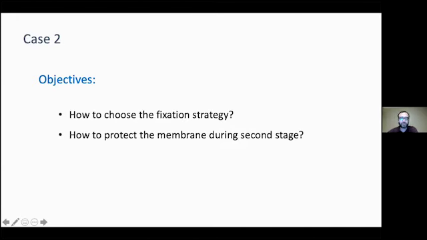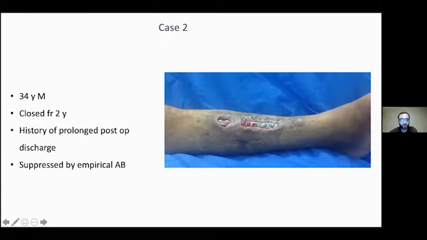In this case, the objectives are to know how to choose the fixation strategy in our treatment plan and how to protect the membrane during the second stage. This is a case of a 34-year-old male patient who had a closed fracture 2 years ago, was treated by internal fixation. He had a history of prolonged post-operative discharge, which was suppressed by empirical antibiotics for a long time. He presented to us with this clinical picture with an exposed plate and obviously infected bone.